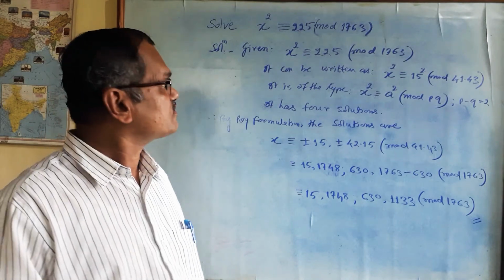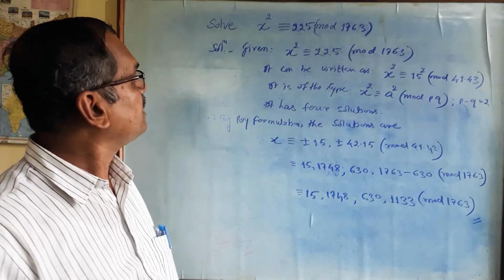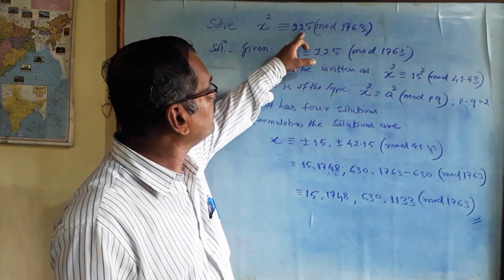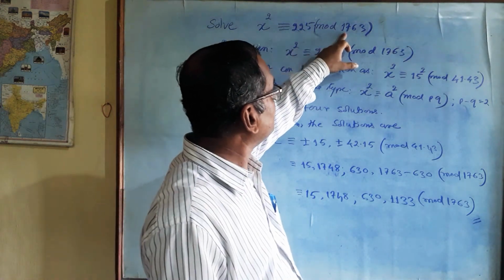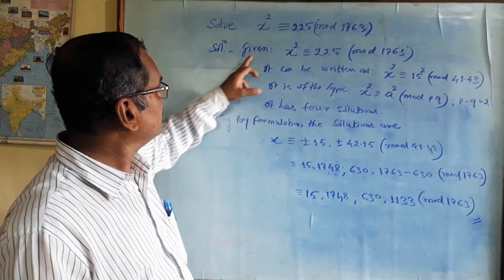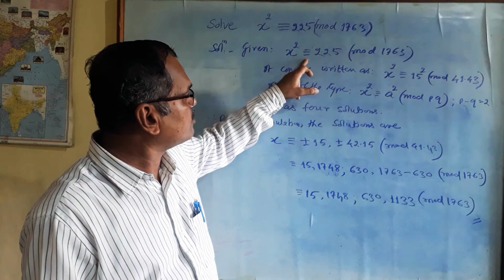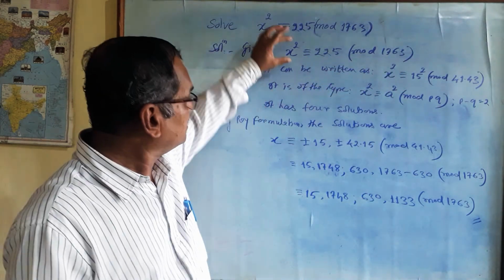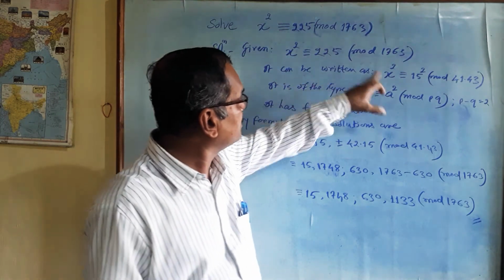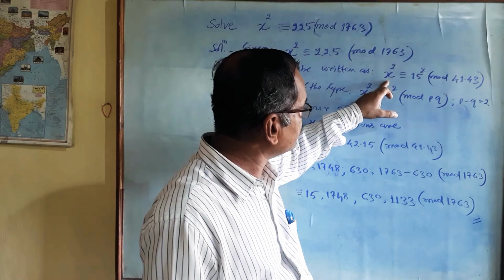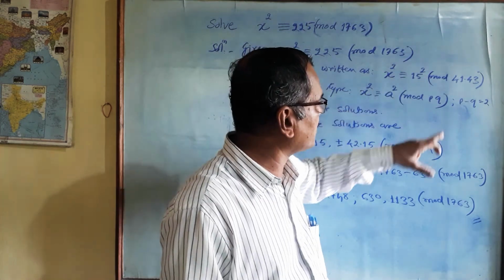Let us consider one more problem: solve x square congruent to 225 mod 1763. In the solution, this is the given congruence, x square congruent to 225 mod 1763. This congruence can be written in this way: 225 is the square of 15, so you can write x square congruent to 15 square mod 1763.